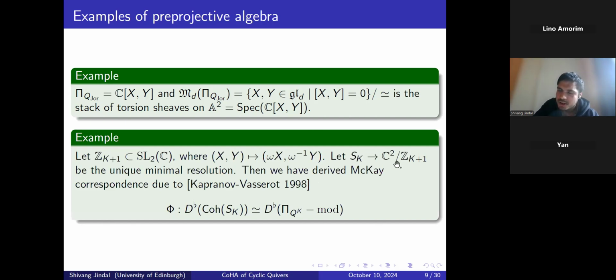Now, if we take the quotient, it has a singularity at the origin, and it is known that it has a unique minimal resolution, which is called the Kleinian surface. We take this surface as K. Then there is a derived equivalence between the coherent sheaves over this surface and the representations of the preprojective algebra of the cyclic quiver. In some sense, the preprojective algebra is like a non-commutative model of these kinds of varieties, the two-dimensional Calabi-Yau varieties. And this is why people study it.